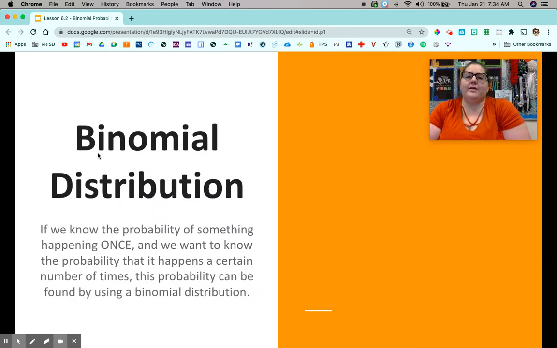So that is where the binomial distribution comes in. The binomial distribution is in a situation where we know the probability of something happening once, like with the M&Ms, we know what that overall percentage of speckled M&Ms is, and we want to know the probability that it happens a certain number of times. That is when we use a binomial distribution.